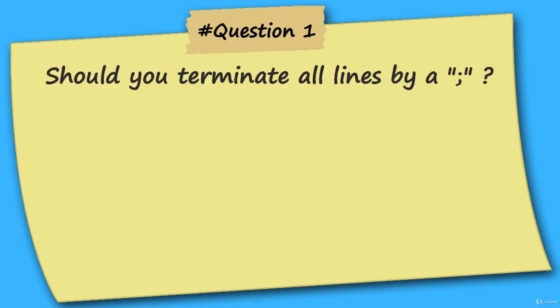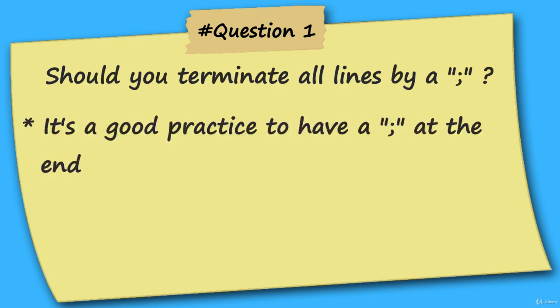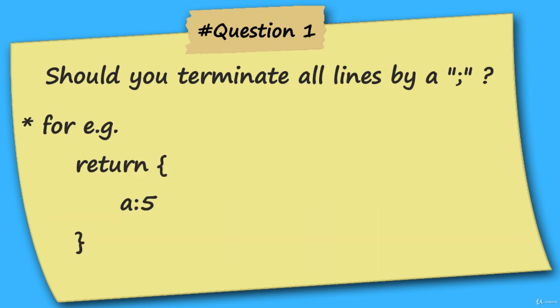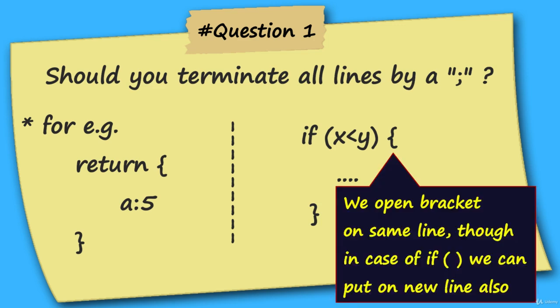Now let's discuss few relative questions of this topic. The first question is, should you terminate all lines by a semicolon? Now as I mentioned, it's a good practice to have a semicolon at the end, though it is optional because JavaScript does insert a semicolon. But if you put it, it's a good practice. At least you have to make sure that even if you do not put semicolon, the line should not be terminated in an improper way, like return, and then if you are returning an object literal, then put a bracket.